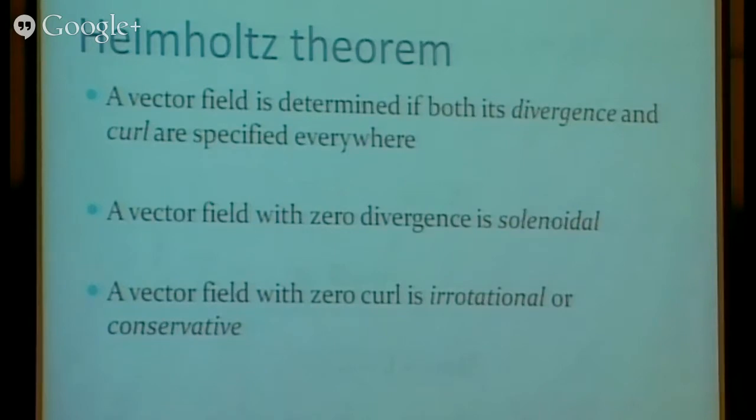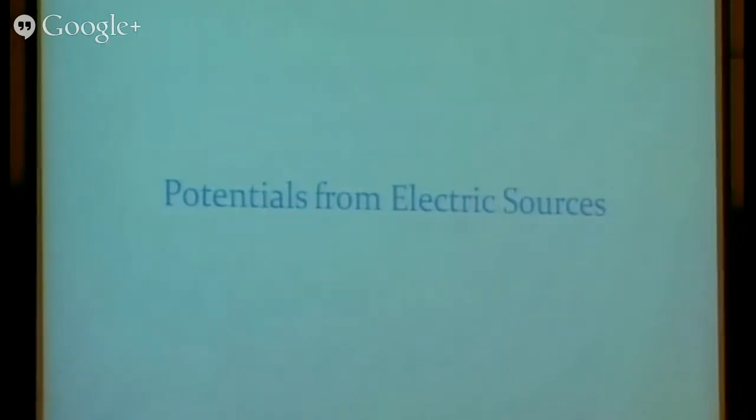A vector field with 0 divergence is called solenoidal. It is quite intuitive because when divergence is 0, it necessarily has curl. Curl represents a rotational property. A vector field with 0 curl is called irrotational or conservative. For example, in electrostatic fields, the line integral of the electrostatic field around a closed loop is 0. That is what is meant by an irrotational or conservative field. So with these basics, we can get on to potentials from electric sources.